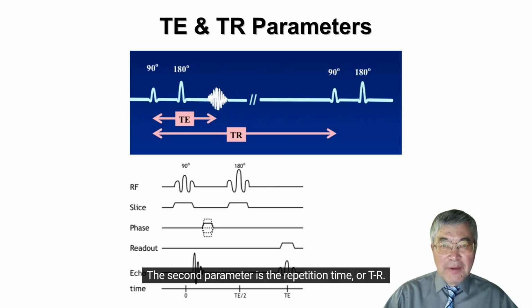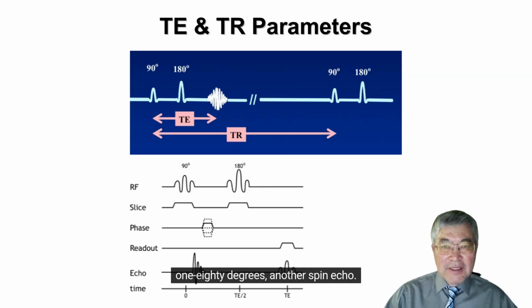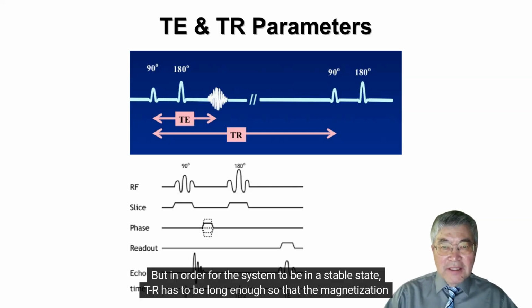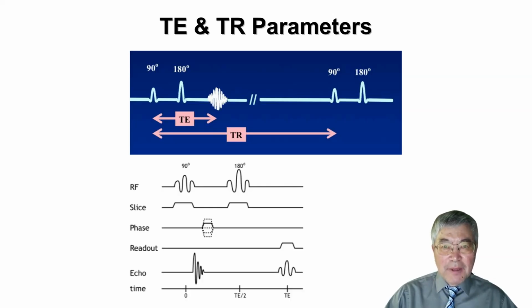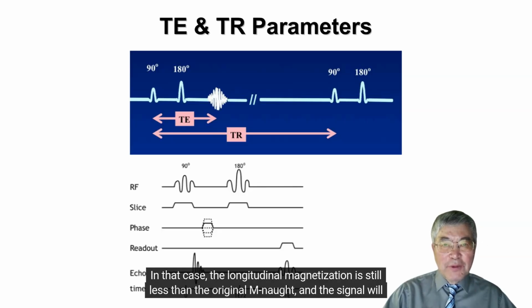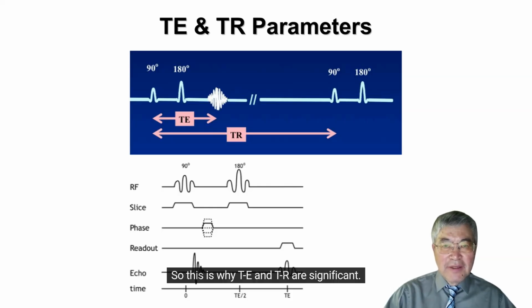The second parameter is the repetition time, or TR. After the first sequence, you can wait for a time TR and then repeat the same trick, 90 degrees, 180 degrees, another spin echo. But in order for the system to be in a stable state, TR has to be long enough so that the magnetization vector M0 has fully recovered. If, for example, TR is chosen as 2000 milliseconds, that may not be long enough for full recovery. In that case, the longitudinal magnetization is still less than the original M0 and the signal will be reduced. So this is why TE and TR are significant. By definition, TE should always be less than TR.